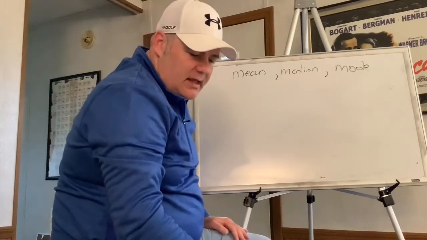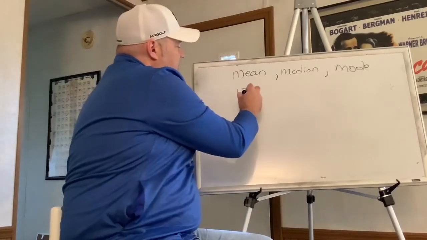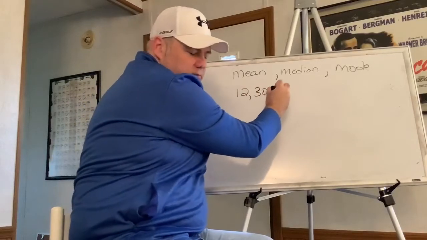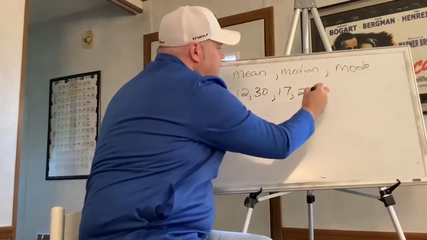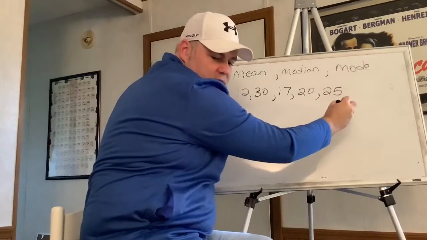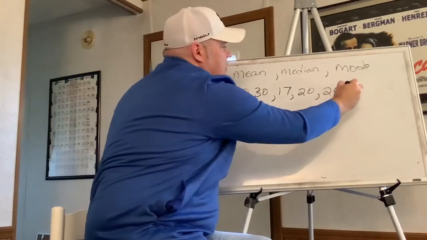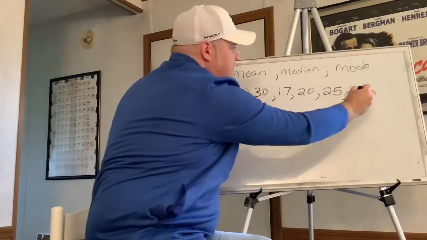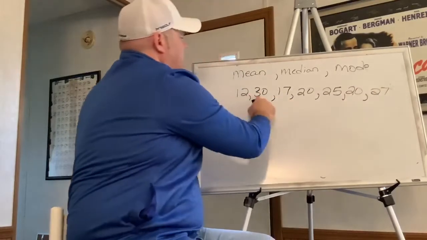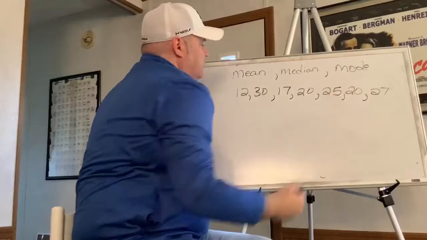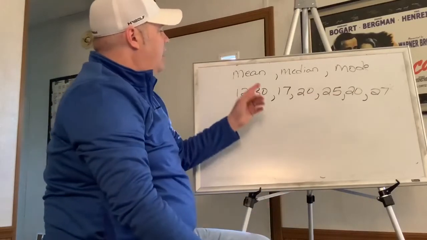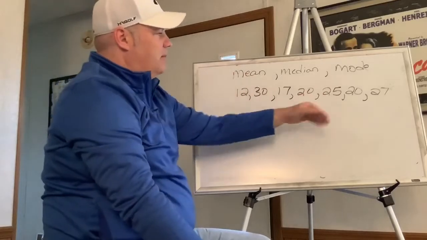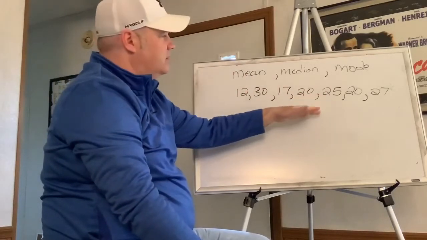So let's say I have a list of numbers, 12, 30, 17, 20, 25, and 20 again, and 27. Let me make sure I've got, let's see, 1, 2, 5, 6, 7. Yeah, there's going to be a middle number. So here's a list of numbers, and if I wanted to find the mean, I'd add them up and divide by 7. There's 7 numbers, and that's how I find the mean.